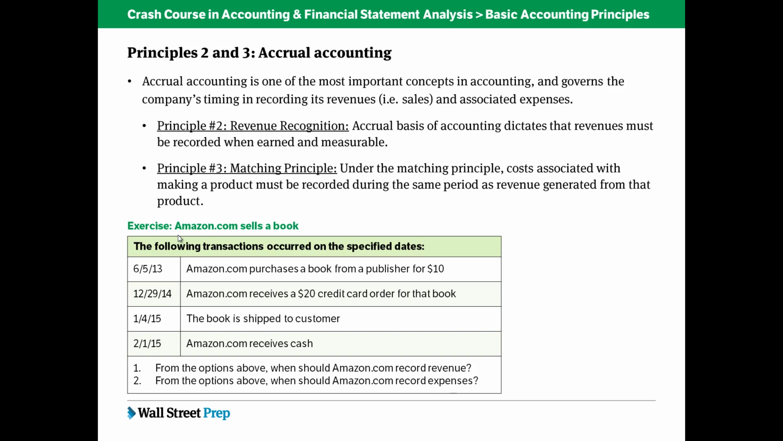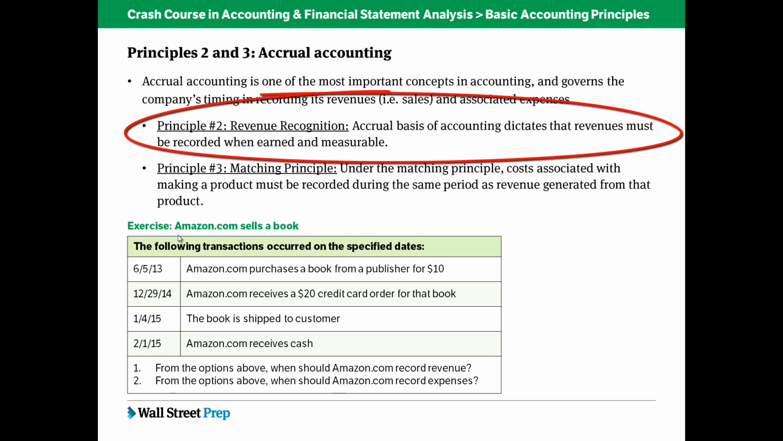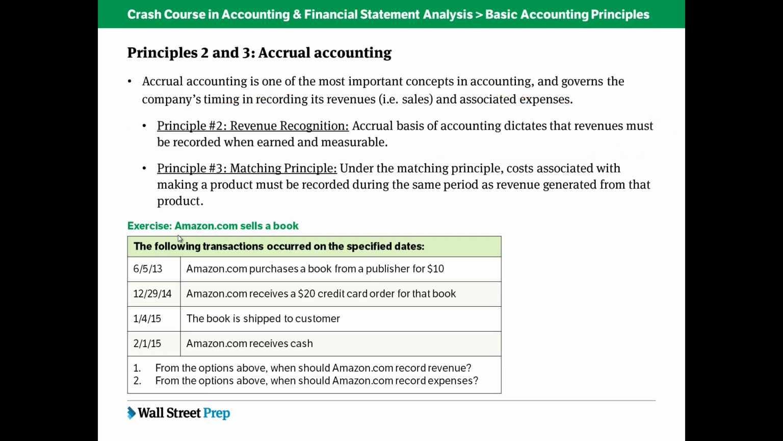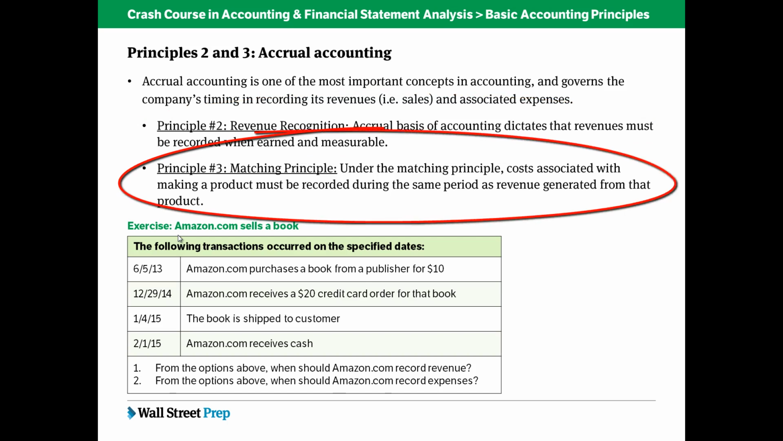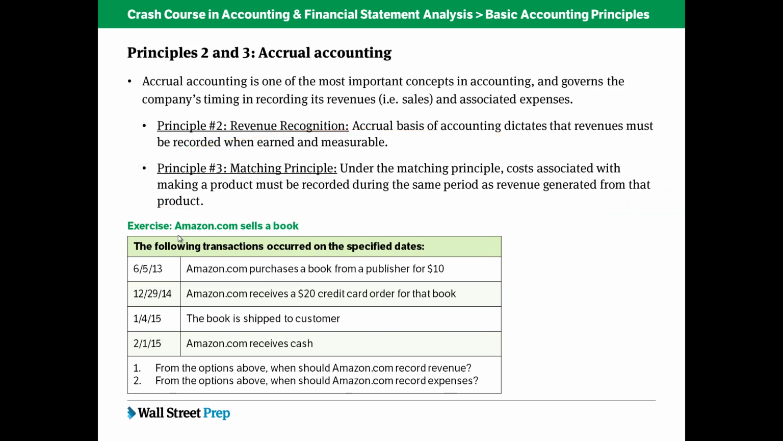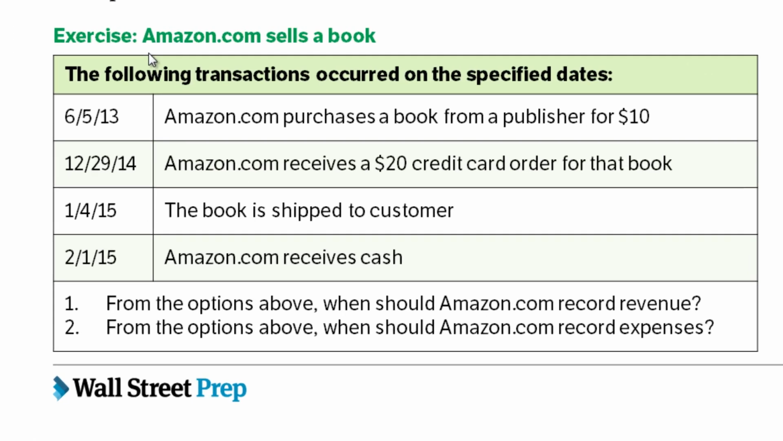The first of these two principles is revenue recognition. The accrual basis of accounting dictates that revenues must be recorded not when the cash from those revenues has been received, but when the revenues have been earned and measurable. The next principle, principle 3, the matching principle, dictates that costs associated with making a product must be recorded during the same period as the revenue generated from that product. And so the easiest way to understand that is going through a simple exercise.